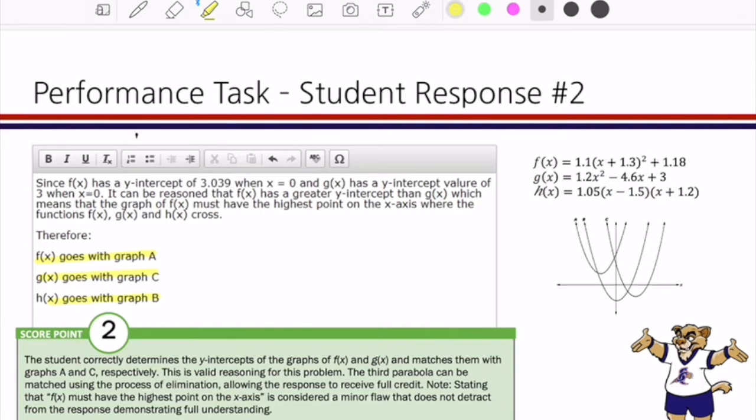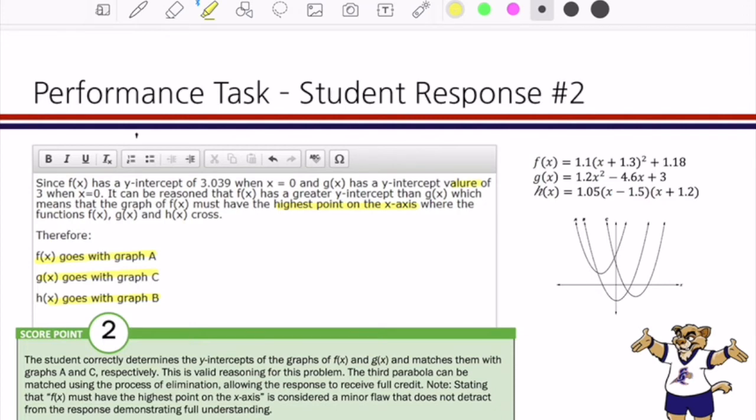The student in this problem made spelling errors. The student in this problem also misspoke when they said that it meant that the graph of f of x would have the highest point on the x-axis. They meant to say y-axis here. But this response was scored a 2 because the rubric said that this error was considered a minor flaw that did not detract from the response that demonstrated full understanding.